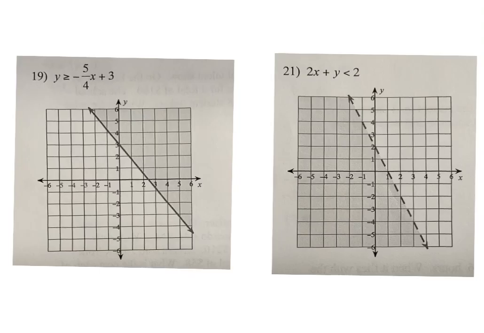All right, so for the first one, you started at your slope-intercept 3. Your slope was negative 5 over 4, so down 5 and over 4. It's a solid line because you have the or equal to.